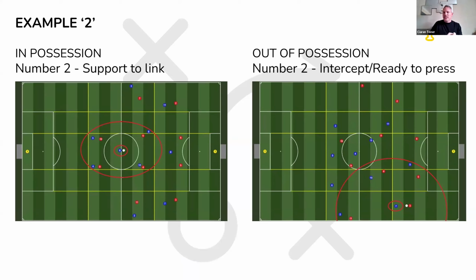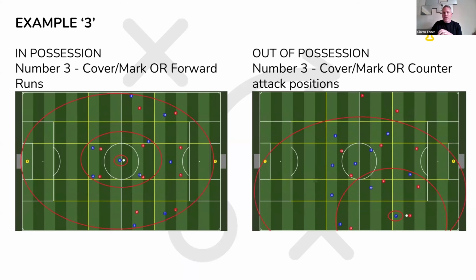Then in that section of the field, in that circle, they're supporting either the player on the ball if they're in possession, or the closest player looking to engage out of possession. And then the number threes is everybody else.